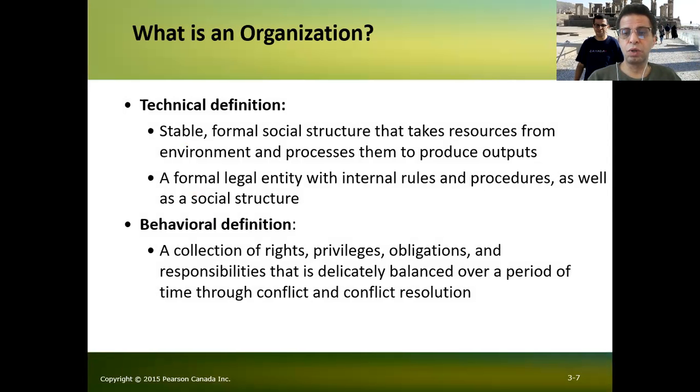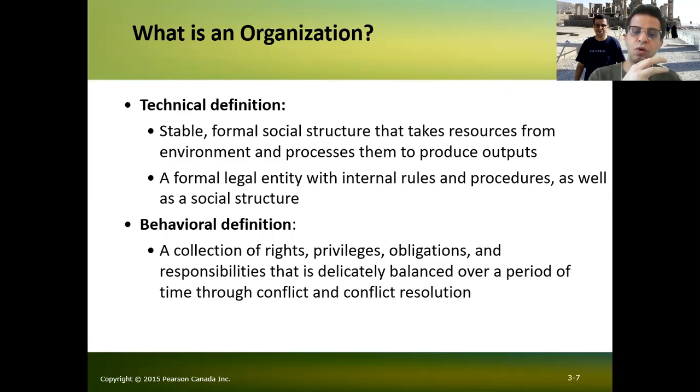So here we are going to start from scratch: what is an organization? The technical definition is a stable, formal social structure that takes resources from the environment and processes them to produce some kind of output. The resources could be manpower, labor, or products, and together they are processed and there is some kind of output. Another way of looking at it is as a formal legal entity with internal rules and procedures, as well as a social structure. So these are the definitions for an organization.